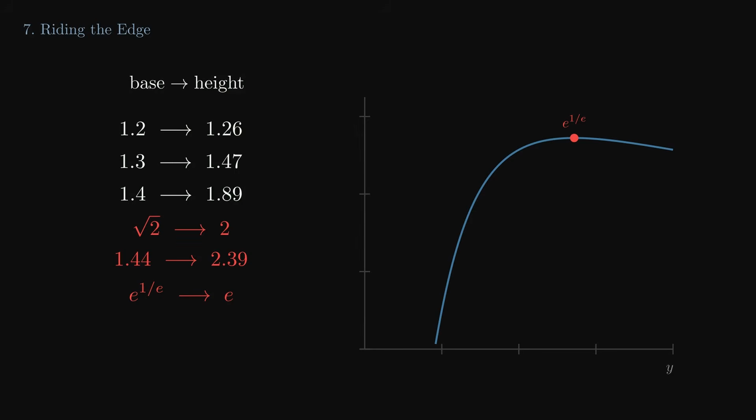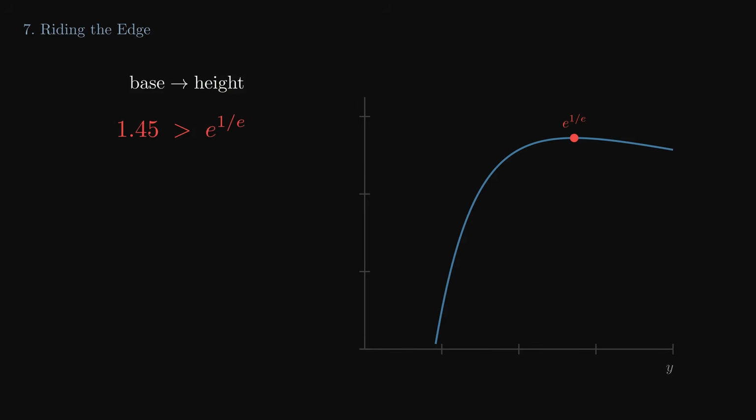As the base creeps the last tiny distance to the cliff, the height it reaches climbs faster and faster, straining upward toward e. Then step over the edge by the smallest amount and it all falls apart. A base of 1.45 is past the summit, and its tower does not settle at a slightly higher number. It settles at nothing. It climbs and never stops, off to infinity, exactly like 1.5 did, only it takes a little longer to get going. There is no gentle transition, no base that reaches a height of say 5 or 10. The heights run smoothly up to e, and then the very next step is an infinite runaway.